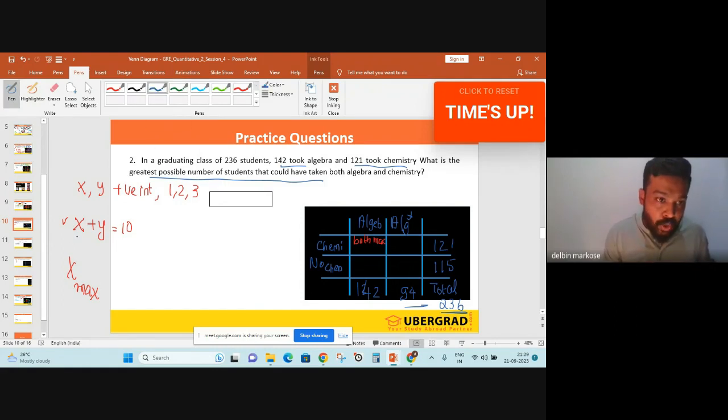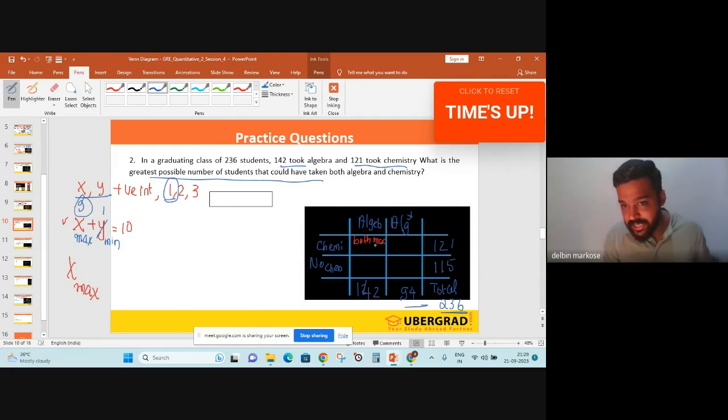Correct? So if I want to find the maximum value of x, the other term will be minimum. Is this clear? Because what is the minimum value of y? I said x and y are positive integers. So the minimum, the smallest positive integer, is 1. So x will be 9 here.